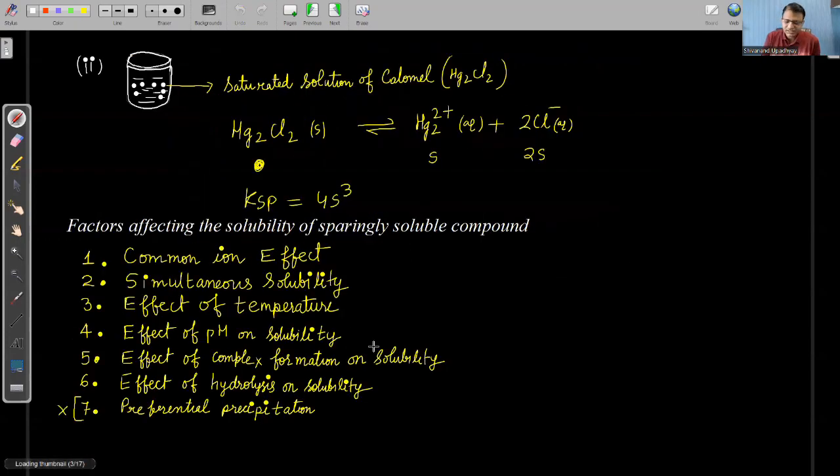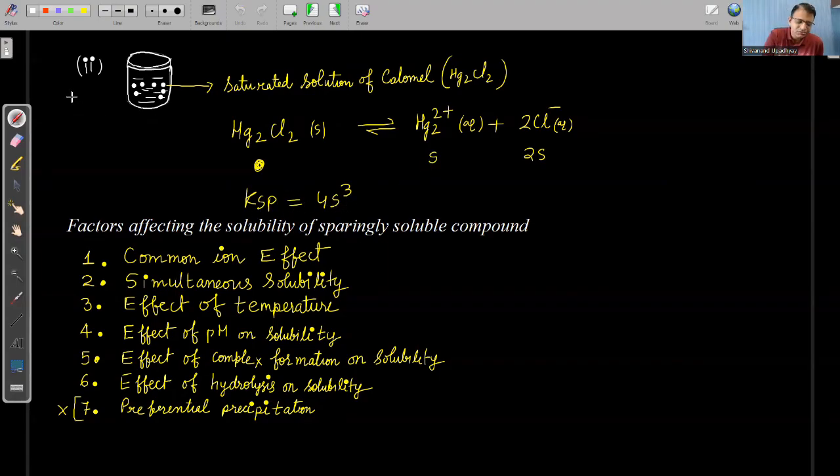Another example we can discuss is a saturated solution of calomel. Calomel is Hg2Cl2. In Hg2Cl2, mercury is present in the +1 oxidation state. When mercury is present in the +1 oxidation state, it exists in the form of Hg2 2+. So if I write the reaction, Hg2Cl2 in solid state is in equilibrium with Hg2 2+ in aqueous state plus 2 times Cl- ion in aqueous state. Assuming alpha is 1, if its concentration is S, the chloride will be 2 times S, and Ksp is the concentration of mercurous ion times the concentration of chloride ion whole squared. If we put in the values, we get Ksp is equal to 4S^3.